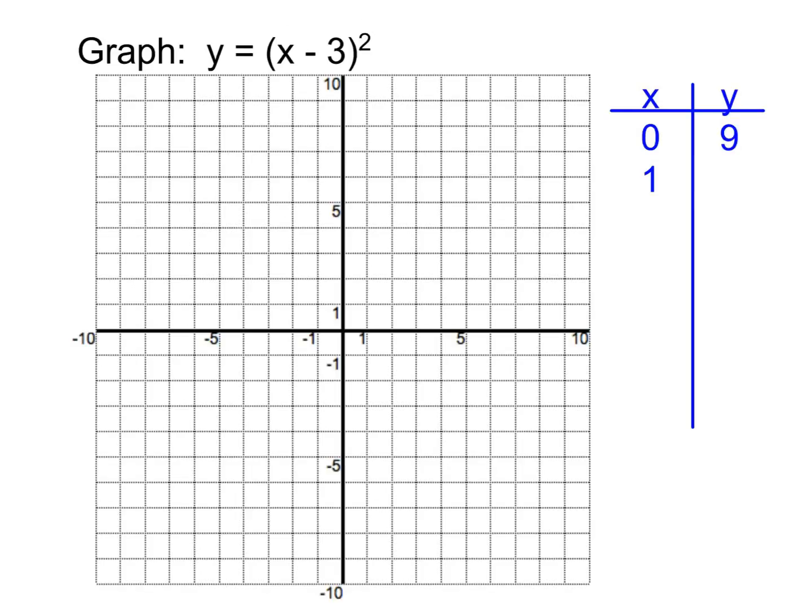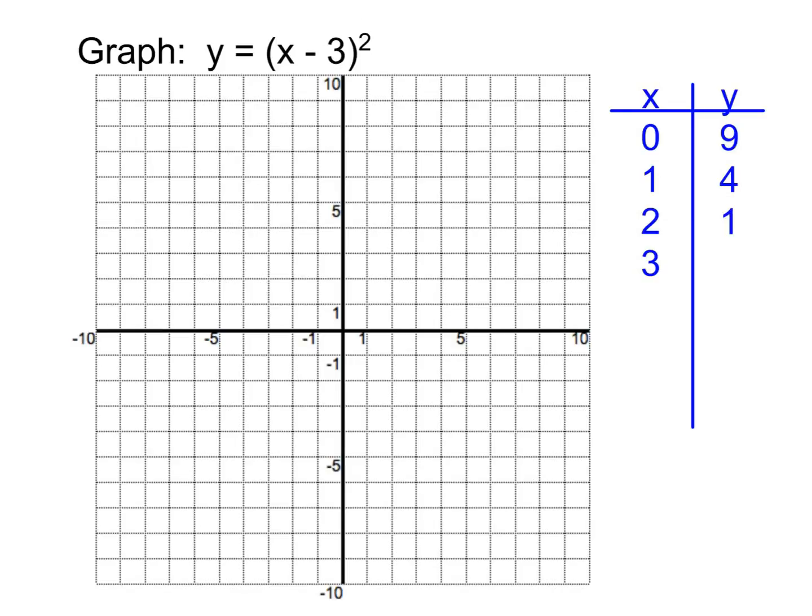Okay, what if x is 1? Let's plug 1 in for x here. 1 minus 3 is negative 2. Negative 2 squared is 4. And we can keep going through making this table using the same rules. So next up, x is 2. 2 minus 3 is negative 1. And negative 1 squared is 1. Always positive when we square a number.